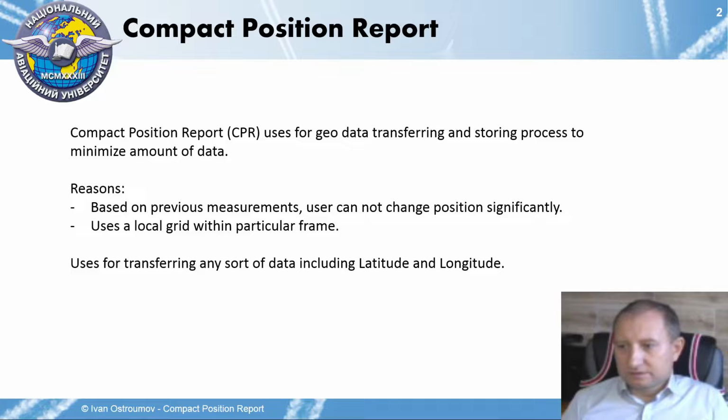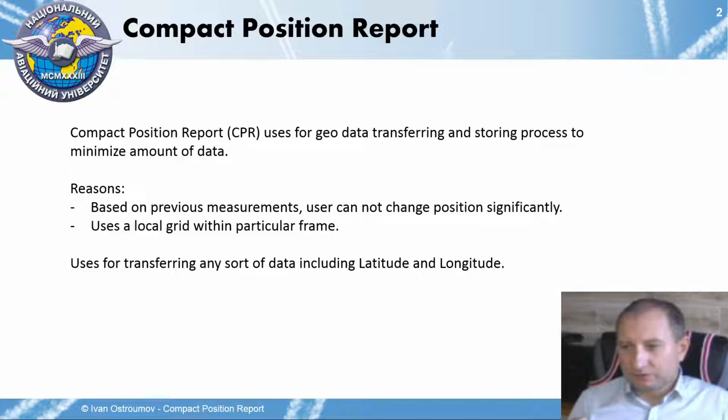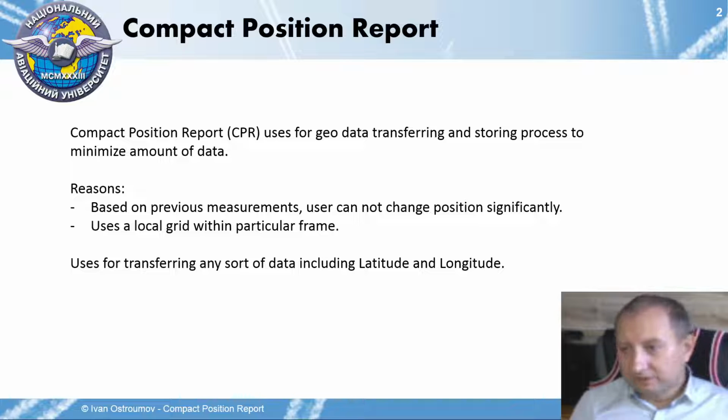First of all, let's try to understand what CPR is. CPR, or compact position report, is a specific coding which helps us reduce the size of our coordinates, latitude and longitude, or it can be applied to any sort of data. Quite important also is that this report can be scaled to any number of bits which we have for storing our data.